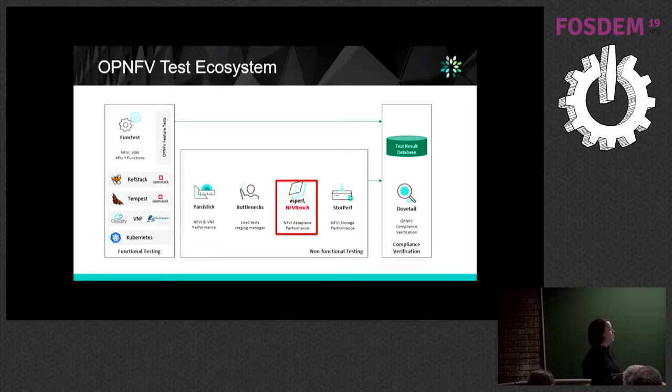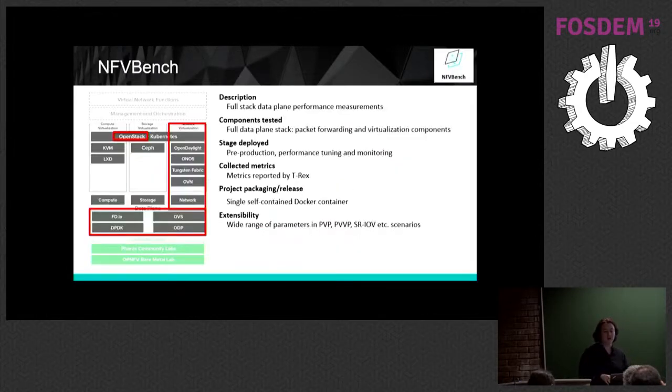Next up is NFVbench. And this is slightly different from the other tools in that it's designed to be used closer to production. It's used through OpenStack systems and does full stack testing of your network performance all the way through your system. It's designed to be used very late stage pre-production, so day 0 capacity testing, but also when you're considering extending your deployment for capacity planning, NFVbench is used there as well.